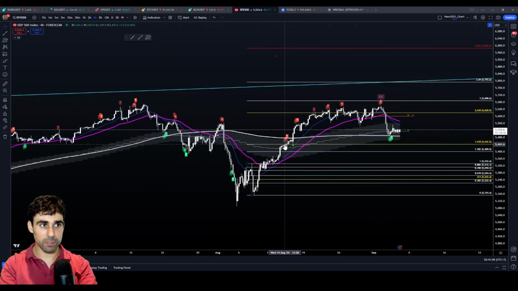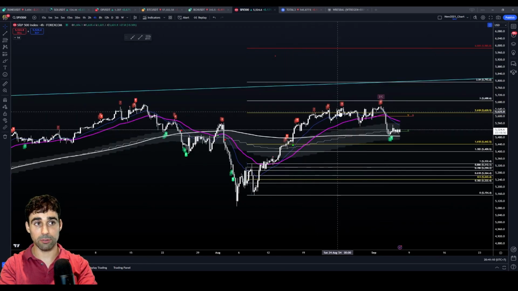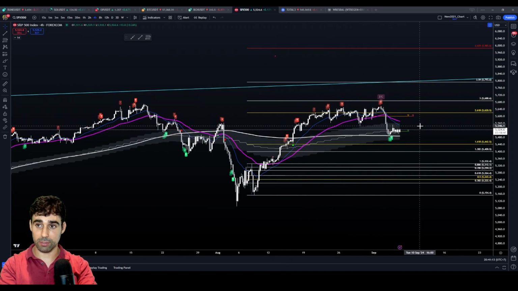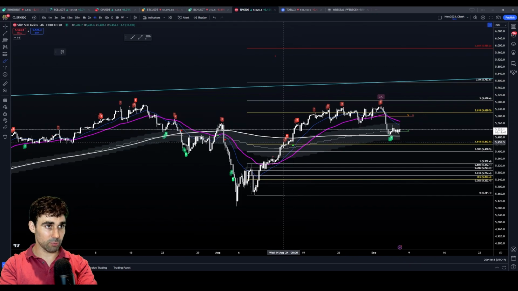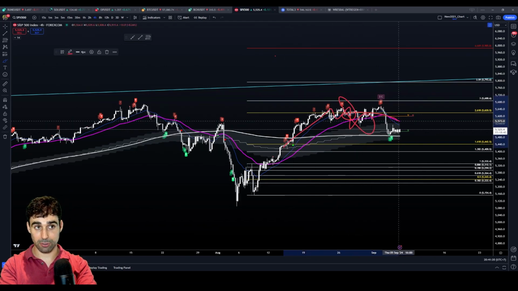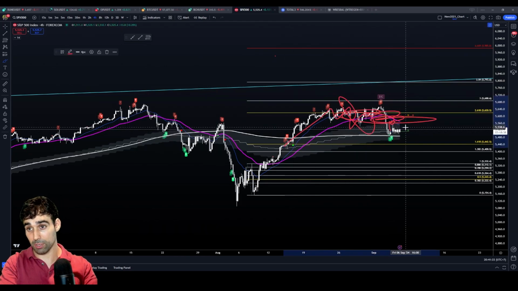So you can see how we tagged 1.618, sat there a little bit, then we hit 2.618, and we oscillated around this level, which I've talked about for weeks. It's doing exactly what I predicted. I said, we're going to tag this, and then we're going to do this. And that's basically what we've been doing for the past month.